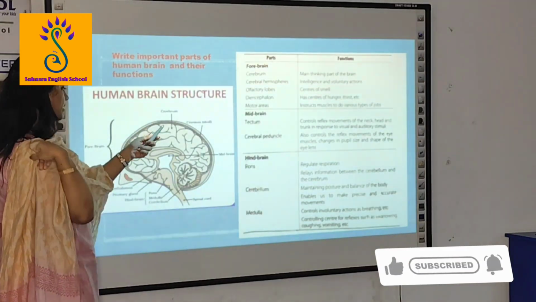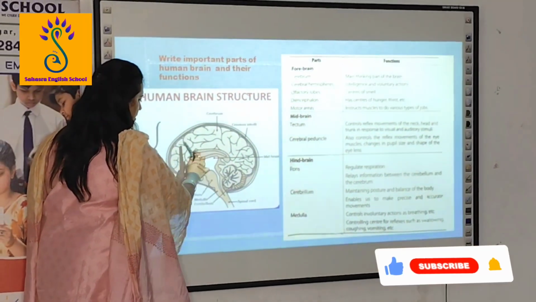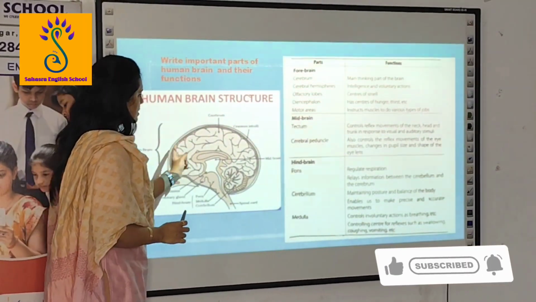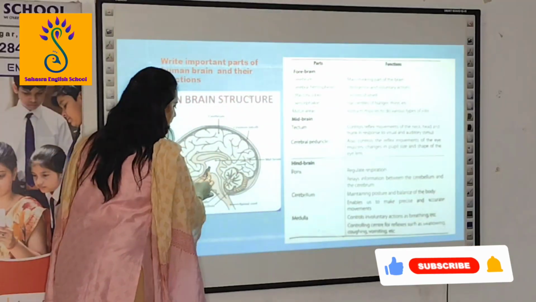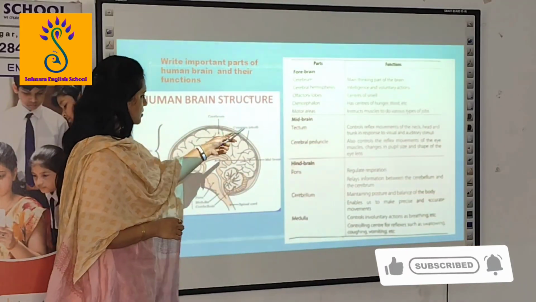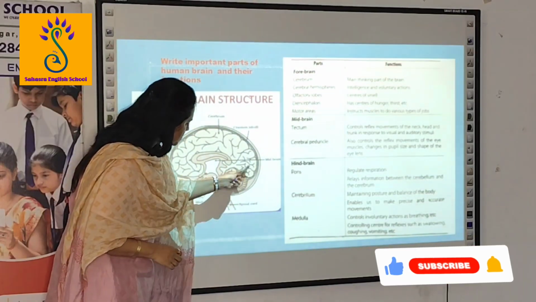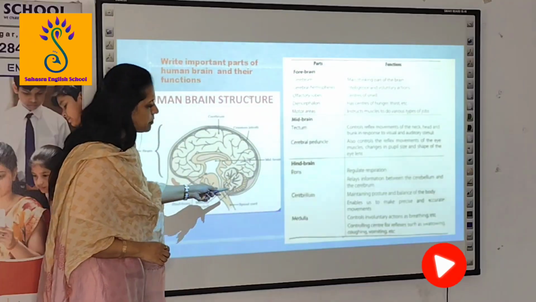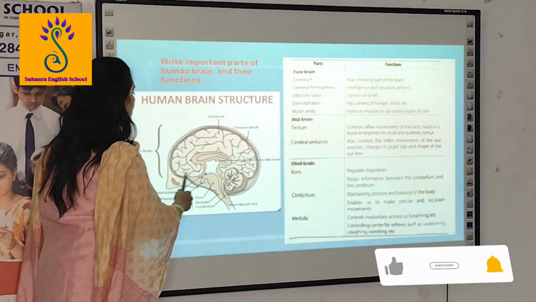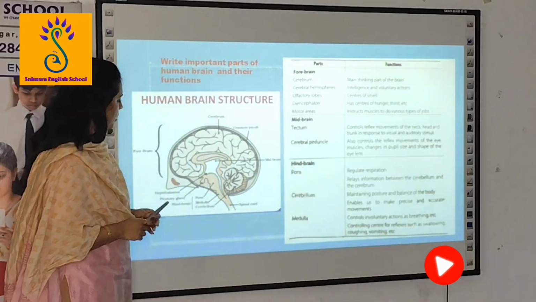Let us look into the brain. The major part, this one is cerebrum, forebrain. This is cerebrum, this part, and this is midbrain. Midbrain consists of tectum and cerebral peduncle, and this is back part. Back you have hindbrain, which consists of pons, medulla, and cerebellum.